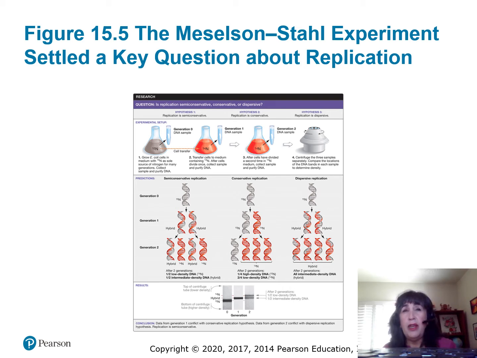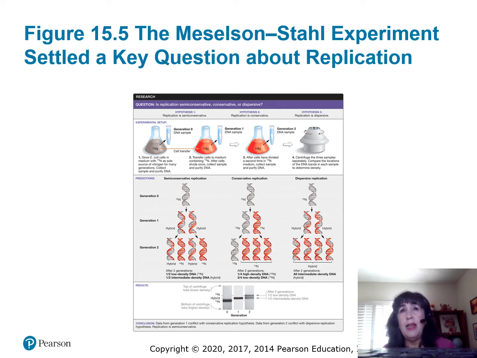First of all, the circular chromosome was extracted from E. coli. And then you can see in red up at the top in the Erlenmeyer flask that N15, heavy nitrogen, was introduced. This heavy nitrogen was introduced in generations 2 and 3. The following diagram below shows what happens if you buy into semi-conservative, conservative, or dispersive replication.